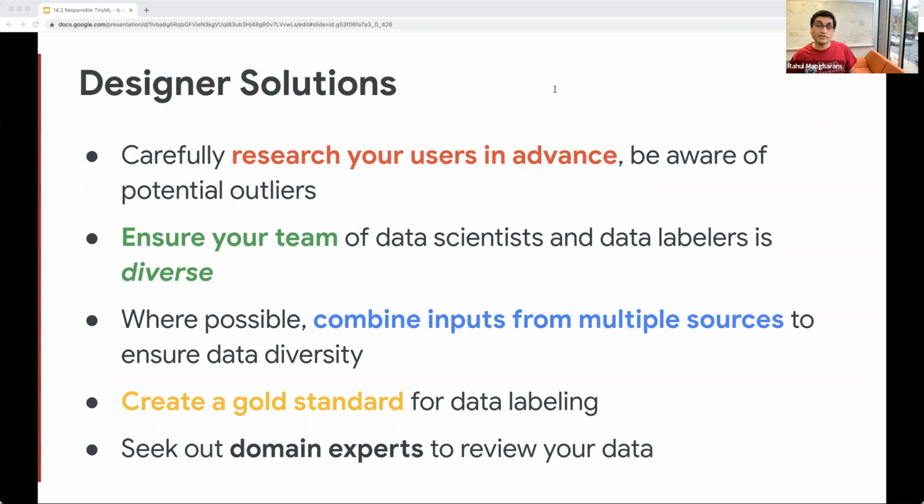Try to vary that. Create a gold standard for data labeling and create that as a best practice that is shared among data labelers. And then seek out domain experts to review your data and get their inputs and see where disagreements are when you're trying to make these controversial decisions. Now that you're familiar with the problem of biased data sets, you're one step closer to developing reliable and accurate TinyML systems.